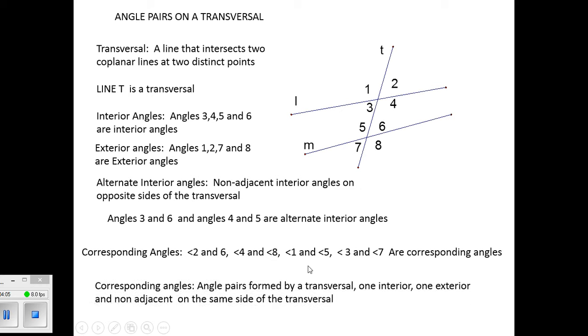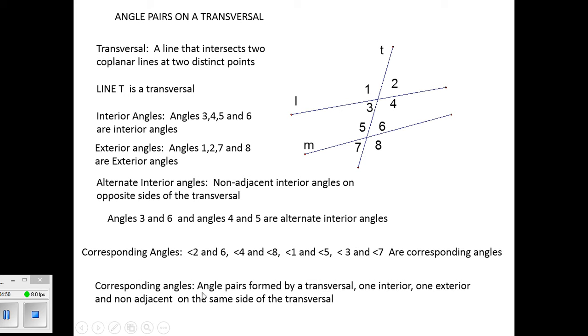Now, how would we describe these? Well, for one thing, all these pairs of angles, as you can see, are on the same side of the transversal. 1 and 5, 3 and 7 are, of course, on the left side of the transversal. 2 and 6, and 4 and 8 are on the right side of the transversal. So that's the first order of business. But they're not adjacent to each other. 2 and 6 are on the same side of the transversal, but they are not adjacent. And they are comprised of an interior angle, 6, and an exterior angle, 2.